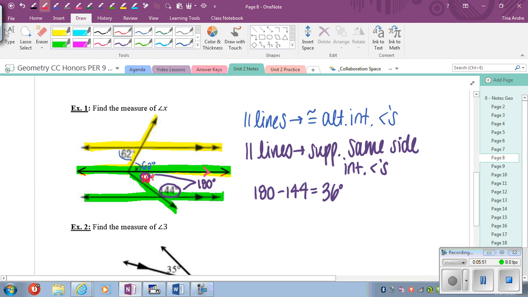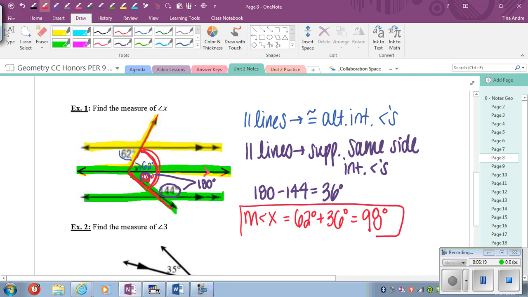And now the last step here is if we want to find angle X, I'm going to take this entire angle, which is angle X. I'm going to add these up. So I'm going to do 62 plus 36. And I end up with 98 degrees. And it looks reasonable. That looks like a 98-degree angle. So it seems reasonable. Let's do one more.